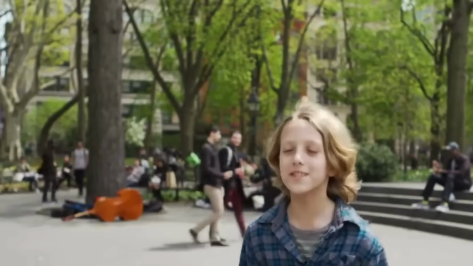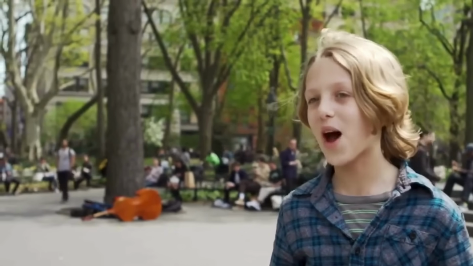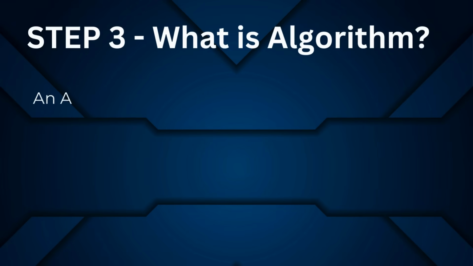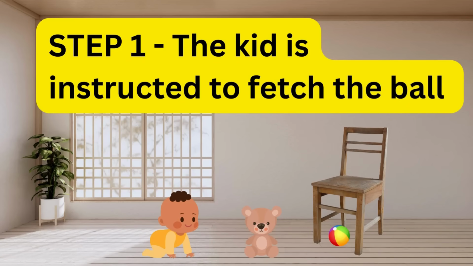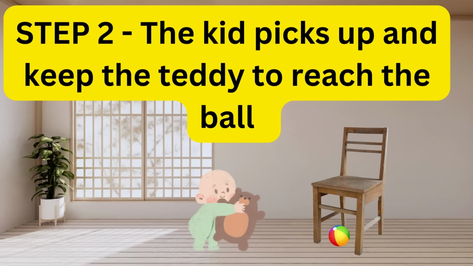An algorithm is a set of guidelines that describe how to perform a task. An algorithm is a step-by-step method of solving a problem. Let's evaluate our previous example, where the ball is under the chair and the kid has been asked to fetch the ball and hand it over to the man.